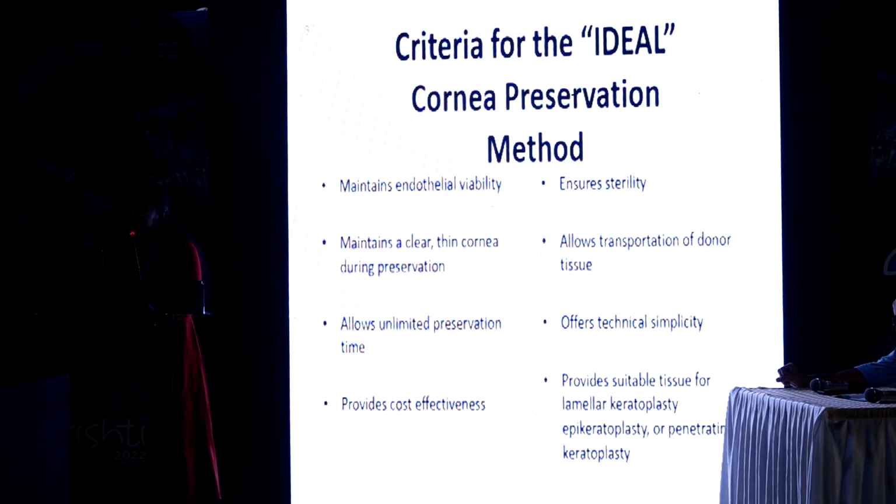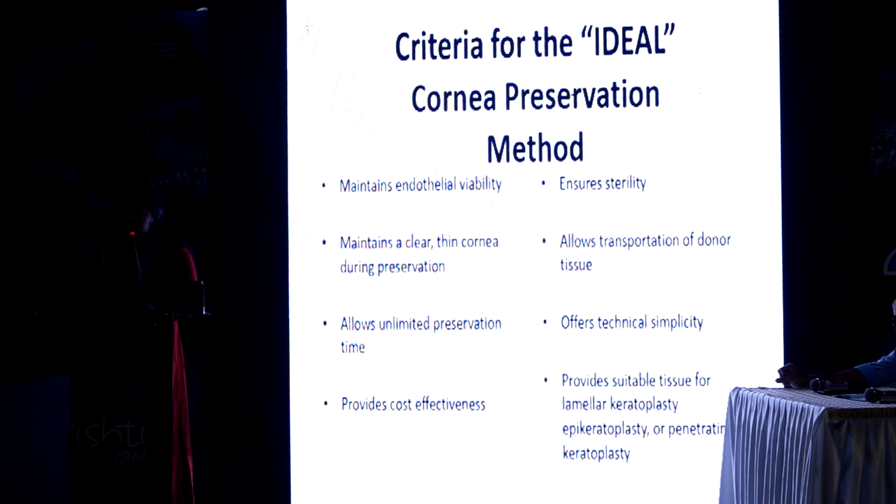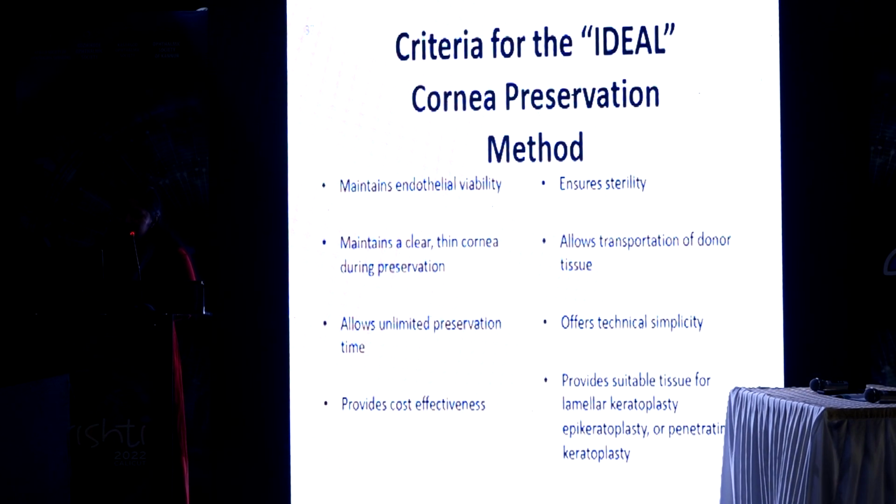Now what are the criteria for an ideal cornea preservation method? It should maintain the endothelial viability. It should maintain a clear thin cornea during preservation. It should allow unlimited preservation time and provide cost effectiveness. It should ensure sterility, allow transportation of the donor tissue, offer technical simplicity, and provide suitable tissue for lamellar keratoplasty, epikeratoplasty, or penetrating keratoplasty.